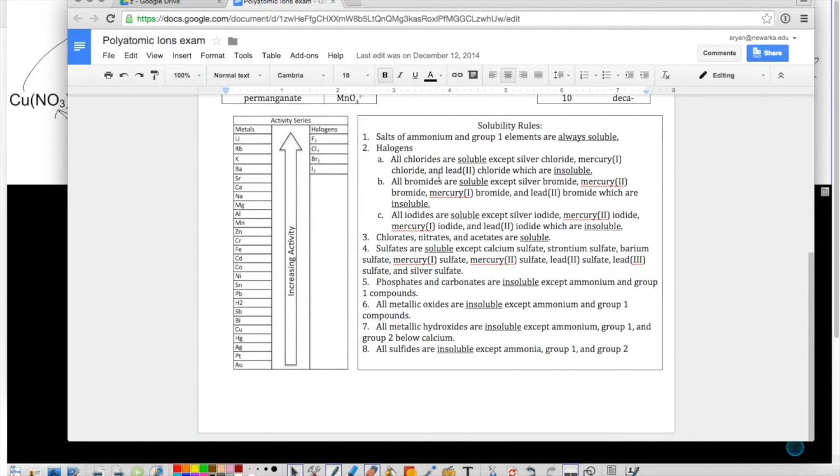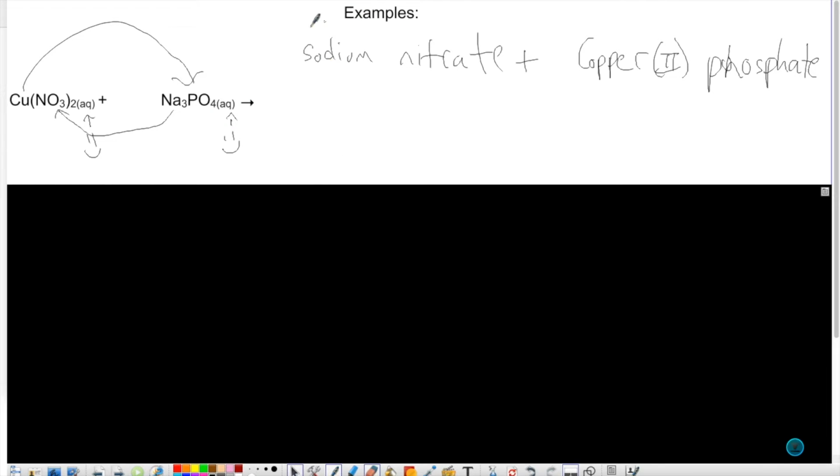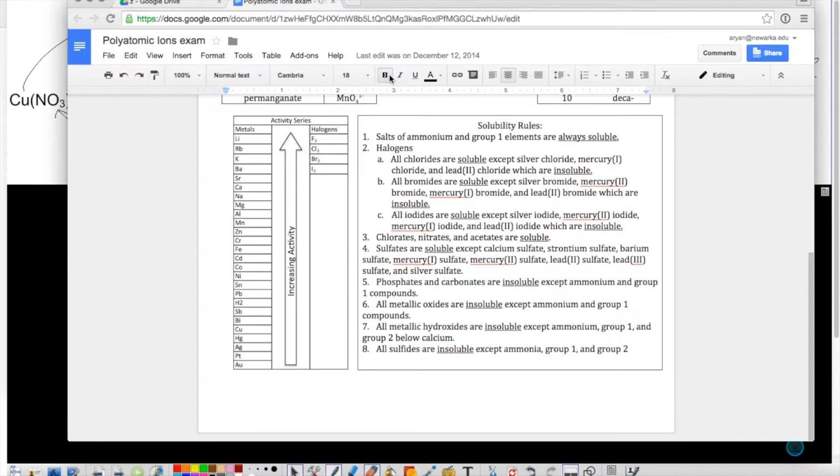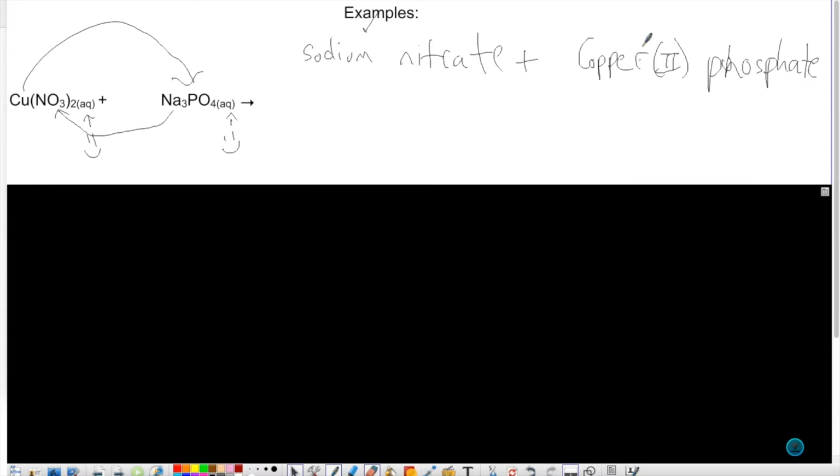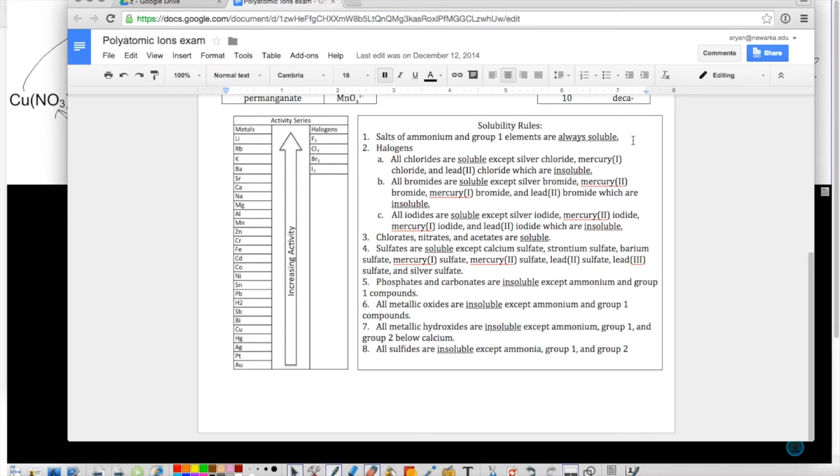Okay, the first one that I want to find, I just want to start at the top. Salts of ammonium and group 1 elements are always soluble. Well, sodium is a group 1. It is always soluble. Yay. So this compound is soluble. All right. Now, what about this one? Copper 2 phosphate. Okay, so that's not a halogen. It's not a chlorate, nitrate, or acetate. There's sulfates. Phosphates and carbonates are insoluble except ammonium and group 1 compounds.